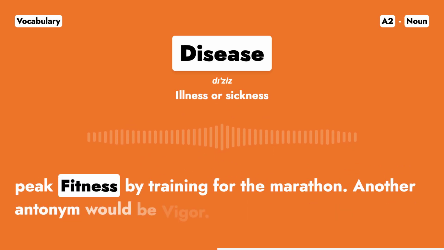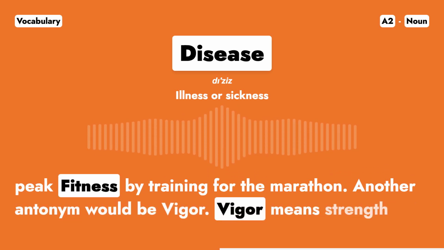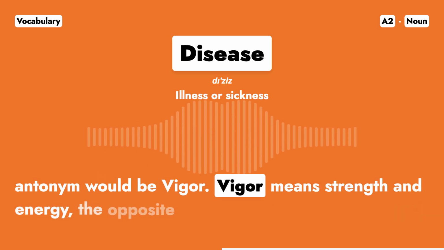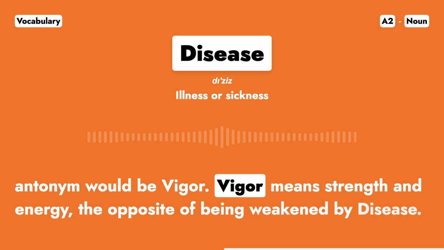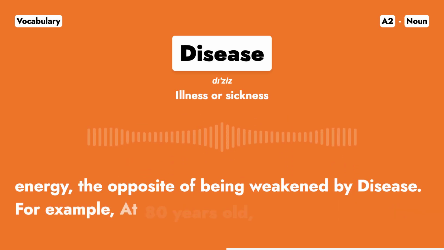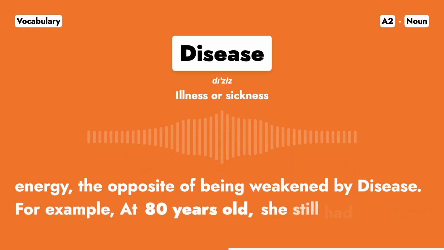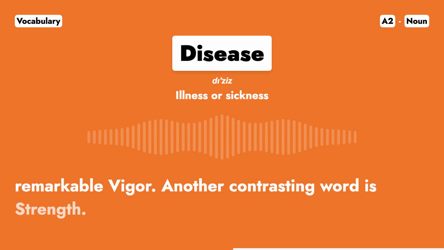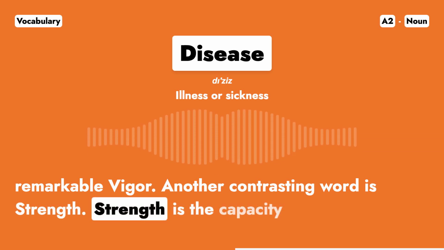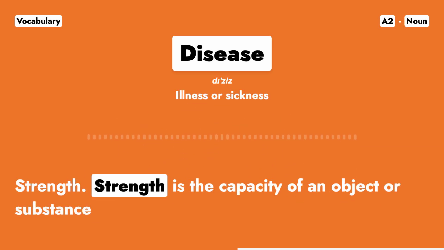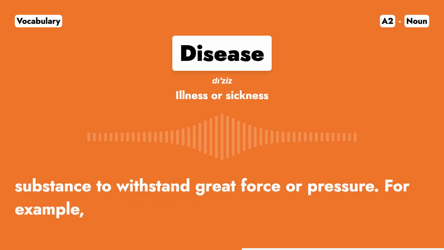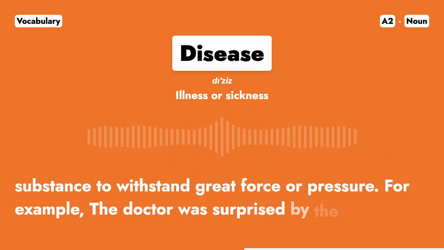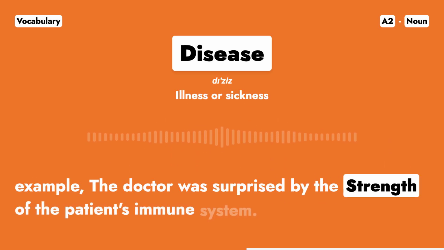Another antonym would be vigor. Vigor means strength and energy, the opposite of being weakened by disease. For example, at 80 years old, she still had remarkable vigor. Another contrasting word is strength. Strength is the capacity of an object or substance to withstand great force or pressure. For example, the doctor was surprised by the strength of the patient's immune system.